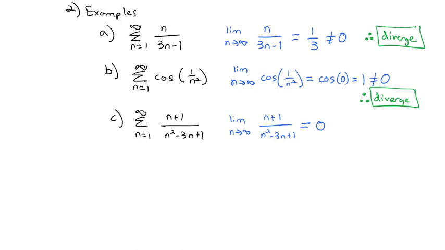But here's the catch about the divergence test. If the limit equals 0, that does not mean it converges, because sometimes it will converge and sometimes it will diverge. So when the limit equals 0, we say the test is inconclusive.